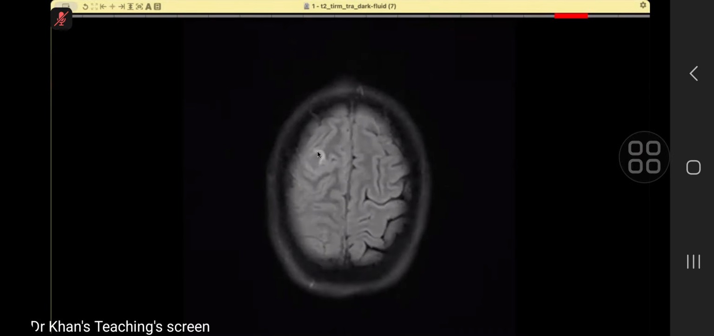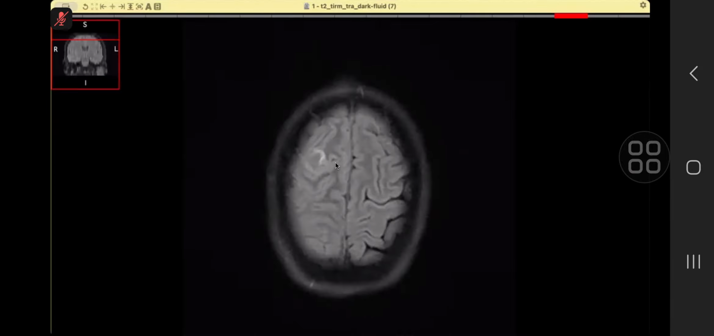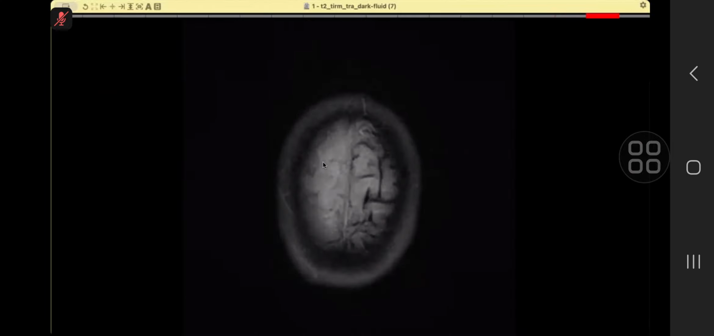Actually, if you see here, something is happening here. You know, a sulcus, and this is an exam point, where a sulcus has got high signal. You know, on a FLAIR, sulcal high signal means problem, either subarachnoid hemorrhage or leptomeningeal processes and things like that. So this should have been picked up.